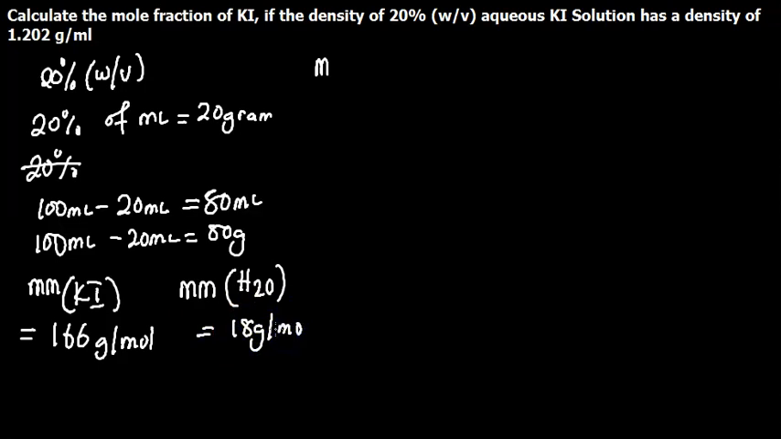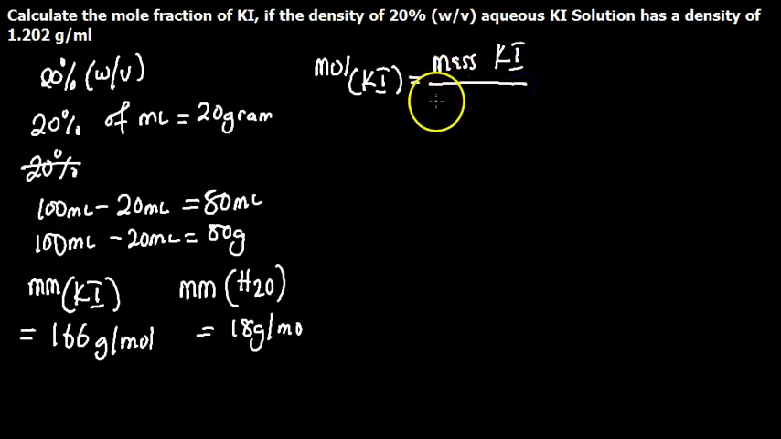So the next thing we need to do is to find the moles of potassium iodide, and we also find the moles of water. The moles of potassium iodide, KI, is simply going to be the mass of potassium iodide divided by the molar mass of potassium iodide. We are given the mass of potassium iodide.